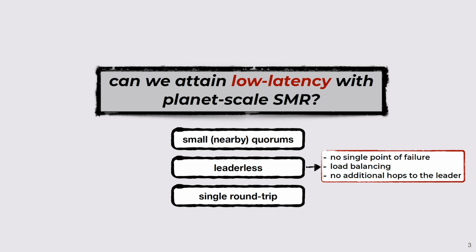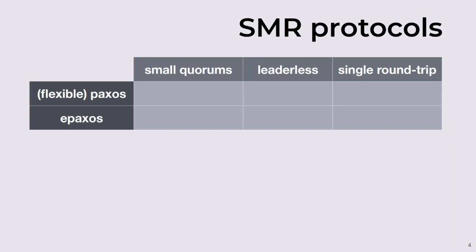The third and final property is that commands should be processed in a single round trip. To attain low latency, it's not enough to contact small nearby quorums. These quorums should be contacted only once. And those are the 3 properties. Now we'll check if existing SMR protocols have them or not.